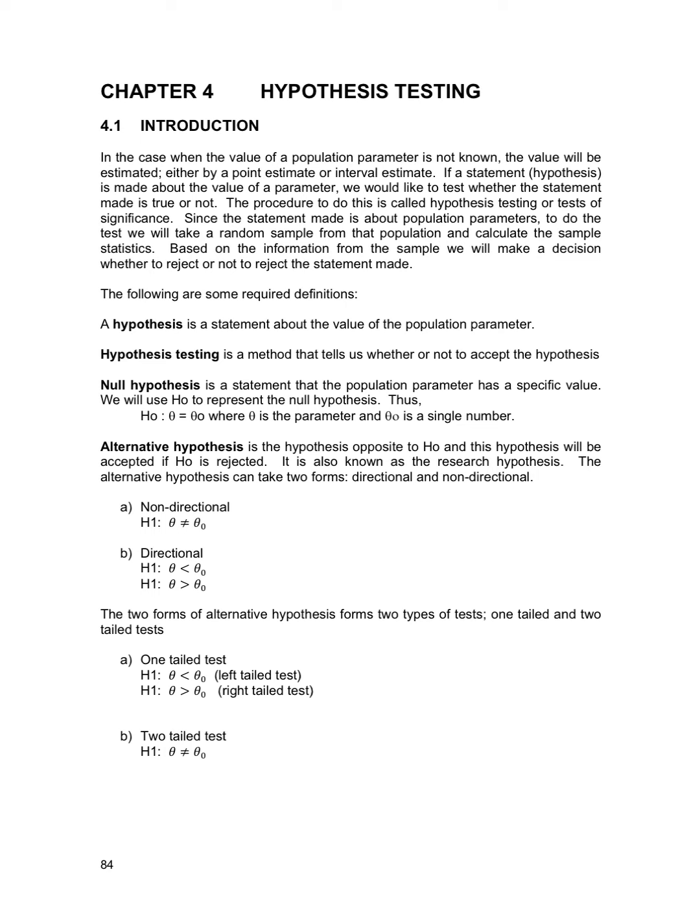hypothesis testing first. In the case when the value of a population parameter is not known, the value will be estimated. This is on chapter 3 that we have learned, either by a point estimate or interval estimate. If a statement, which is the hypothesis, is made about the value of a parameter, we would like to test whether the statement made is true or not. So this procedure is called hypothesis testing or test of significance.